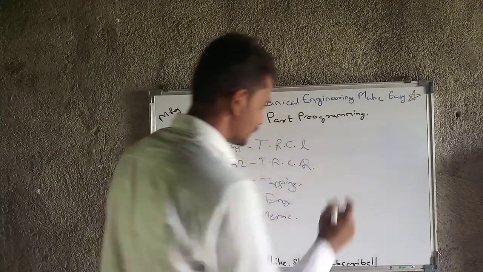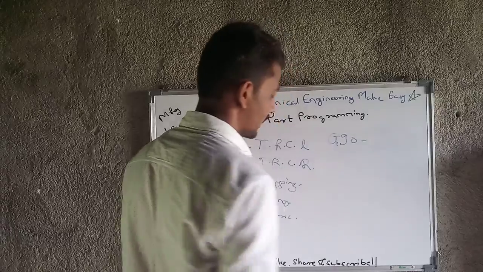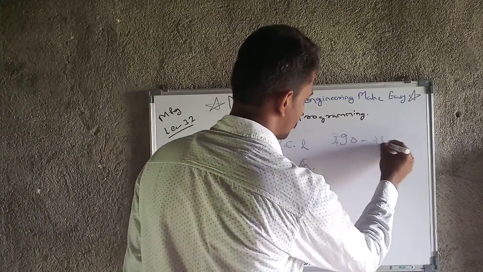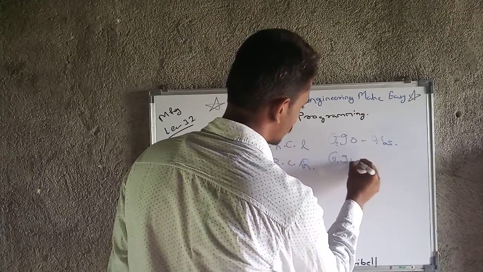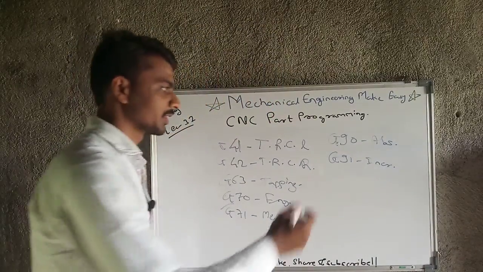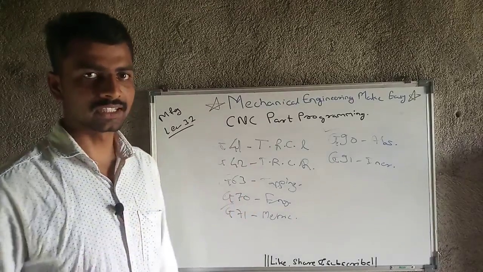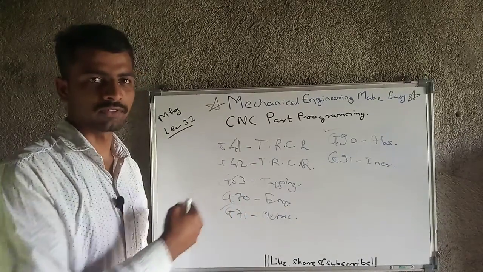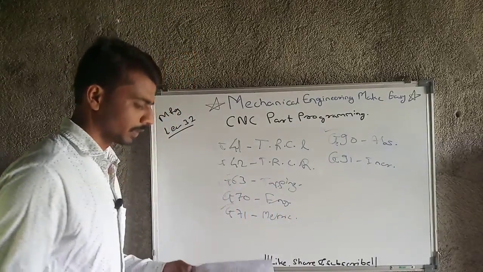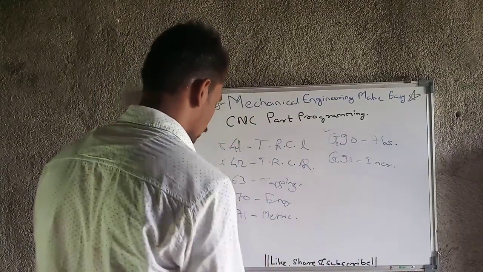Then we will move towards G90 and G91. G90 is used for absolute programming, and G91 is used for incremental programming, and probably 90% of the time we use absolute programming. The difference between absolute and incremental programming, I have explained in the previous lecture. If you haven't watched that video, then go back and watch it also. These are all the G codes.